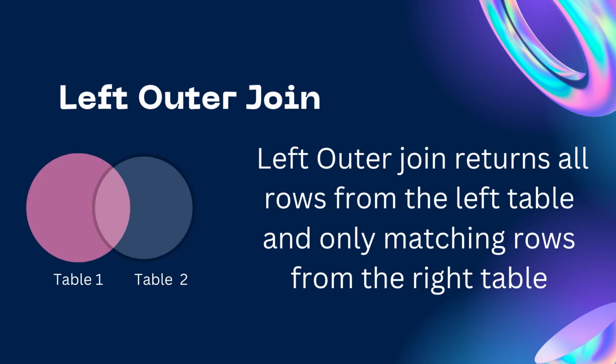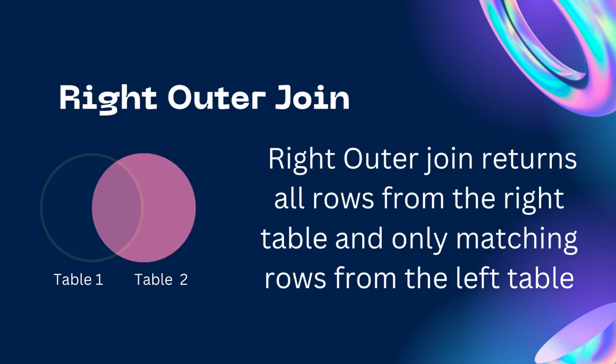What is left outer join? Left outer join returns all rows from the left table and only matching rows from the right table. That means you will get the complete rows from this table 1 and only matching rows from the table 2. What is right outer join? Right outer join returns all rows from the right table, that means table 2, and only matching rows from the left table, that means table 1.